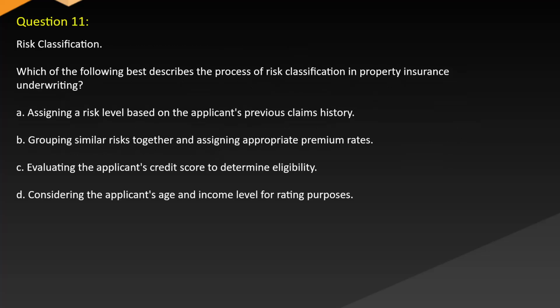Question 11. Risk classification. Which of the following best describes the process of risk classification in property insurance underwriting? A. Assigning a risk level based on the applicant's previous claims history. B. Grouping similar risks together and assigning appropriate premium rates. C. Evaluating the applicant's credit score to determine eligibility. D. Considering the applicant's age and income level for rating purposes.